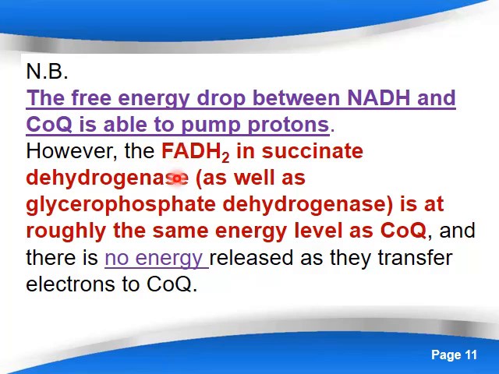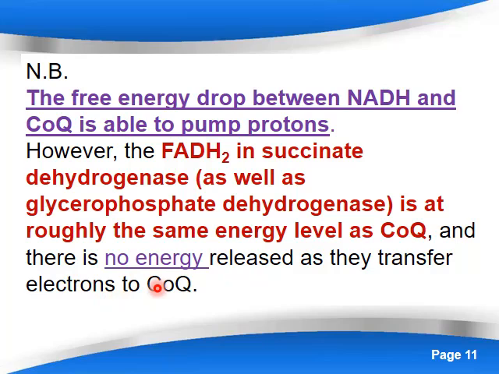However, passing hydrogen from FADH2 in succinate dehydrogenase is different. FADH2 is the coenzyme of the two enzymes, succinate dehydrogenase and glycerophosphate dehydrogenase. The energy of transferring hydrogen from FADH2 to the CoQ level is the same; both are at roughly the same level of energy. FADH2 is not at a higher level of energy. It is at roughly the same stage, the same step of the stairs, so no energy is released.